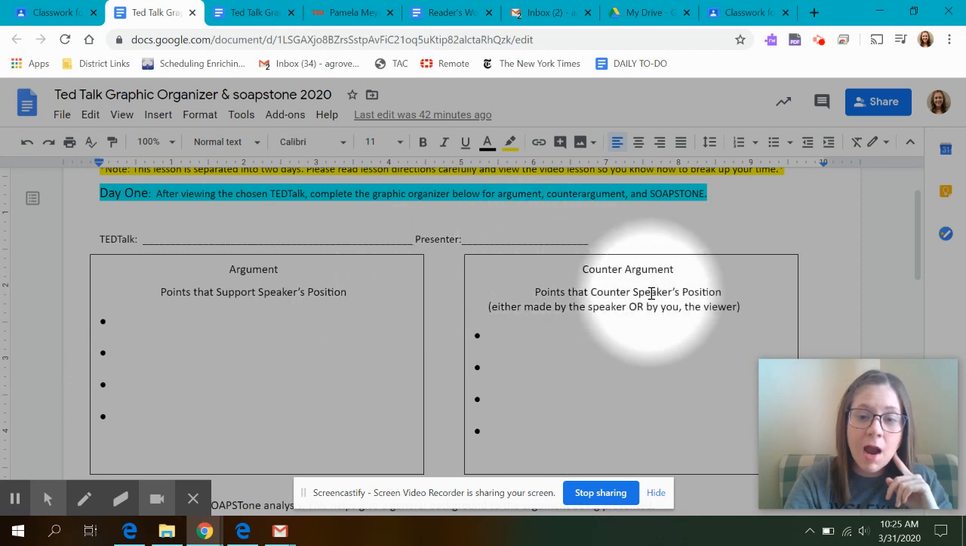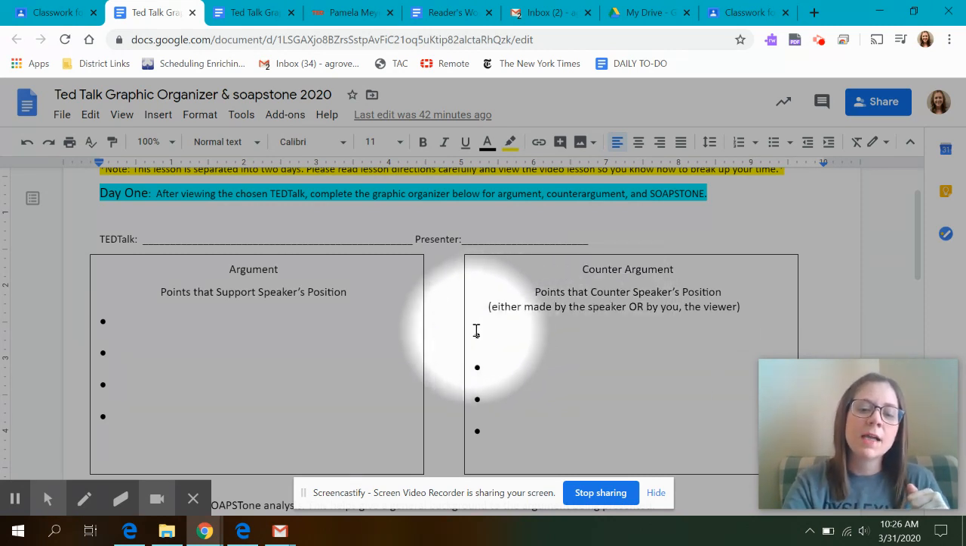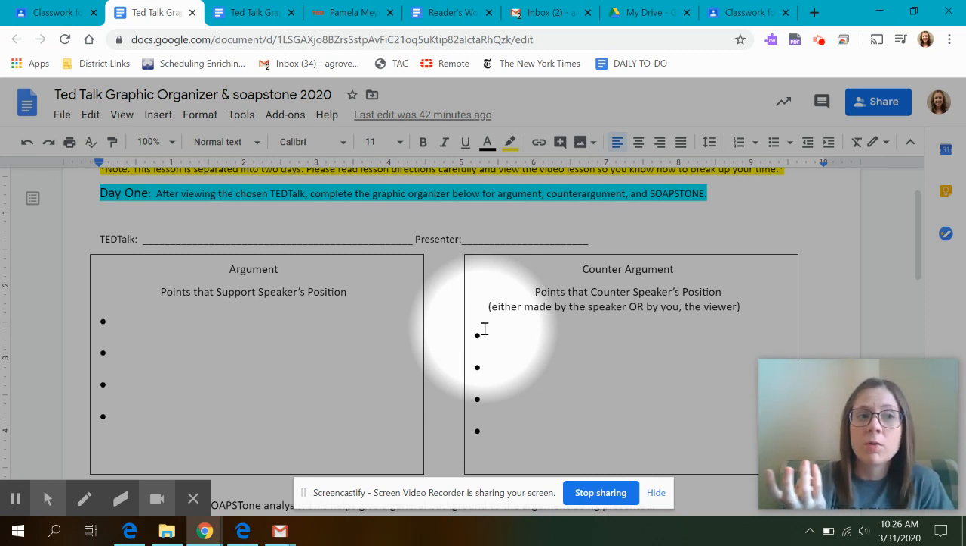Now, then you have your counter argument. So in any good presentation, you have a counter argument that's addressed. How might people disagree with the speaker? She might bring this up in her presentation, and if she does bring up the counter arguments, how people might disagree, then you're going to write down what she says here 4 different times. So 4 different ways that someone could disagree with her. If she does not directly state what the counter argument could be, so how people might disagree with her, then you get to make the counter argument.